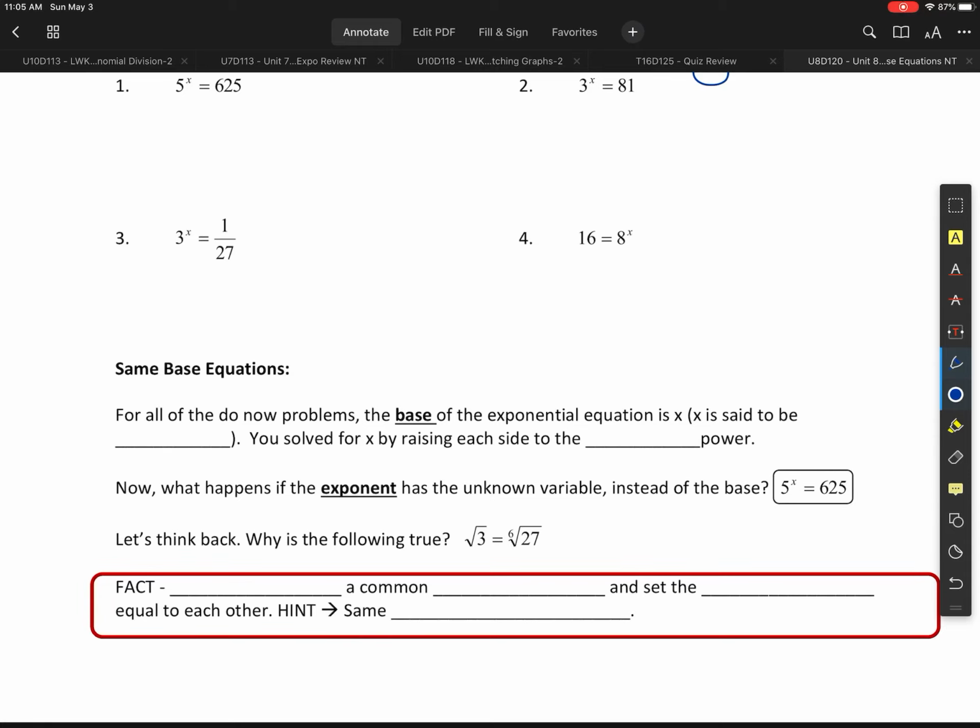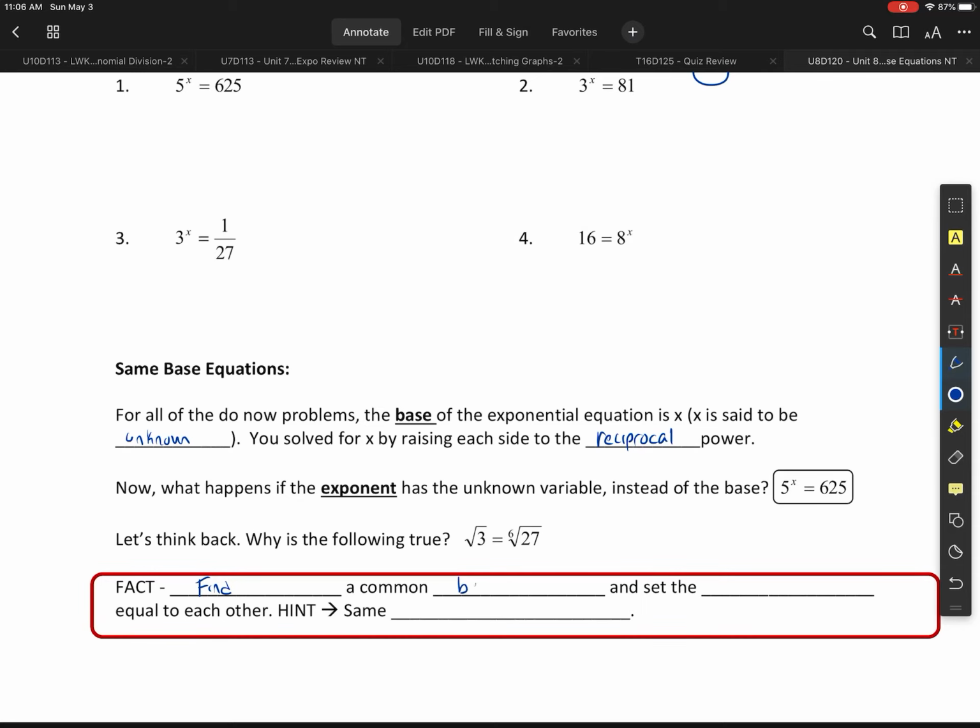All right, so for the problems we're just looking at, all but problem 3, the base of the exponential equation is x, and that was our unknown. So what we did for those problems is we raised to the reciprocal power. Now what we're changing up here is the exponent is going to be the unknown. So what do we do in these situations?